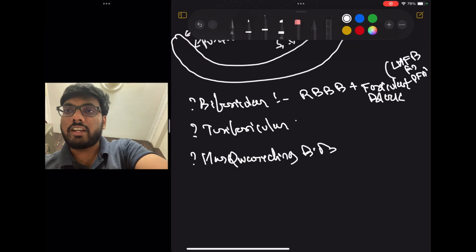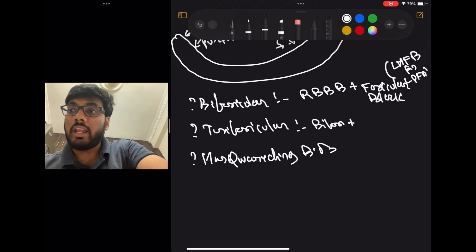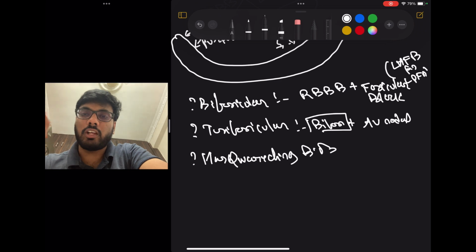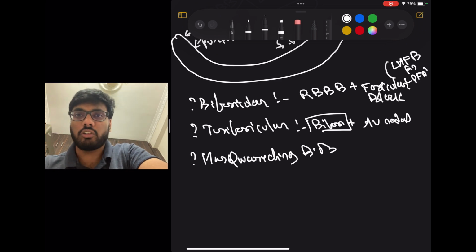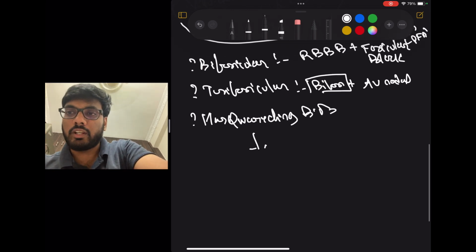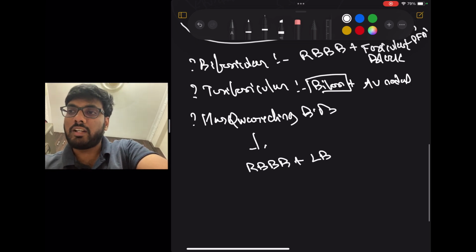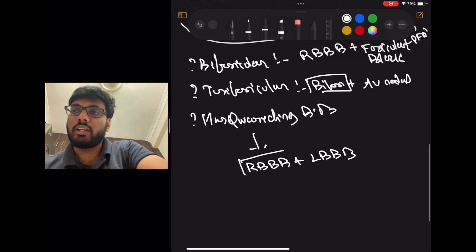Okay. What is trifascicular block? It is bifascicular block plus AV nodal block. Okay, this is known as trifascicular block. Bifascicular block means right bundle branch block plus a fascicular block, which could be either anterior fascicular block or posterior fascicular block. And what is masquerading bundle branch block? It is right bundle branch block plus left bundle branch block. This is known as masquerading bundle branch block.